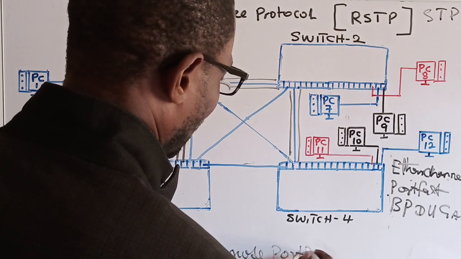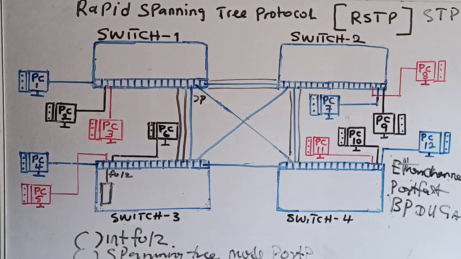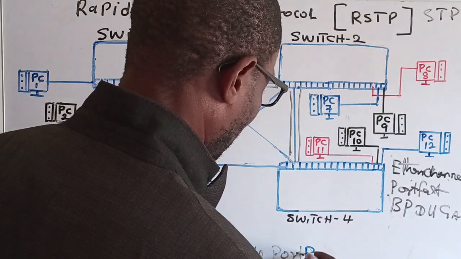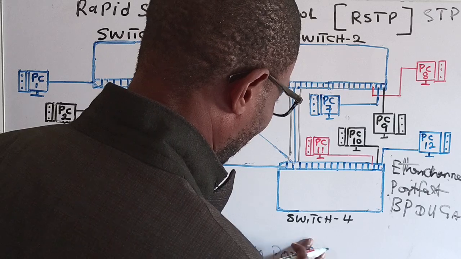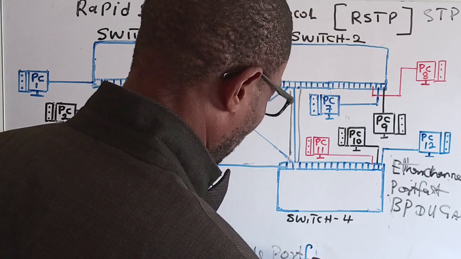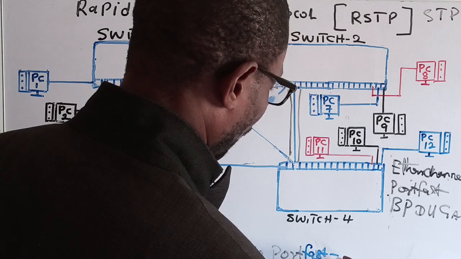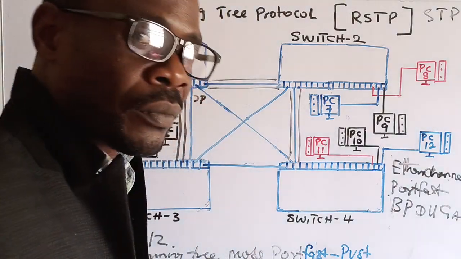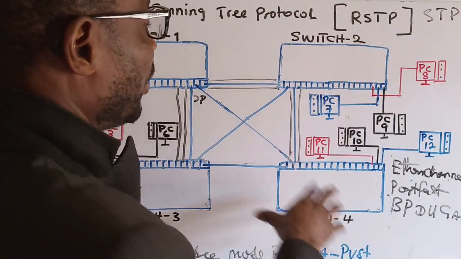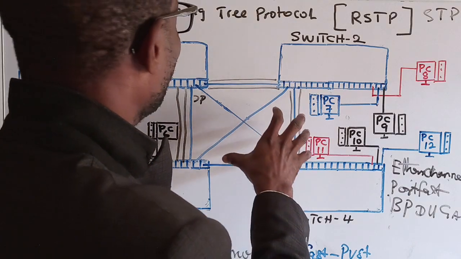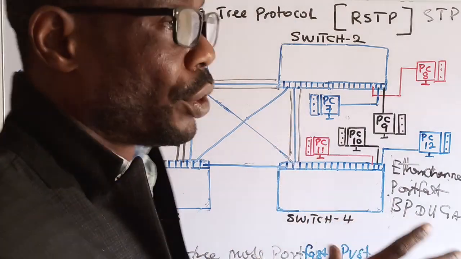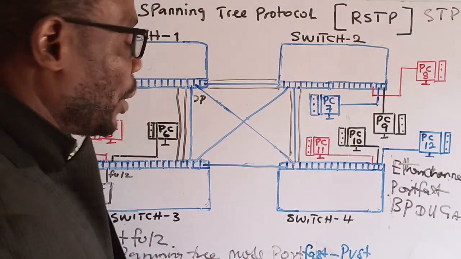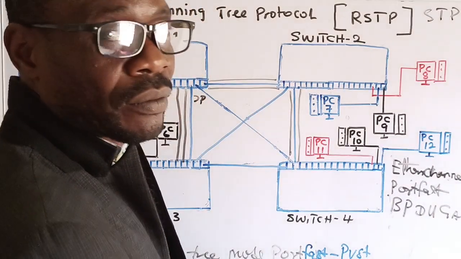Sorry, portfast is one word. Let me change this. Port fast, then spanning-tree portfast. You hit enter. So when topology changes, because you have configured this, it converges almost immediately, and nobody touches this.